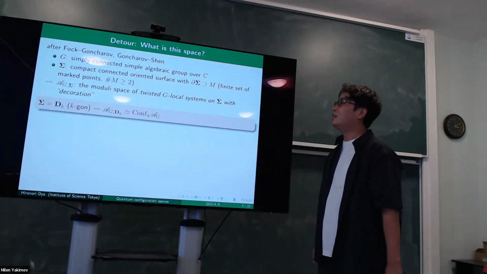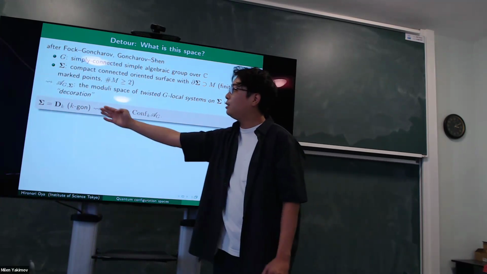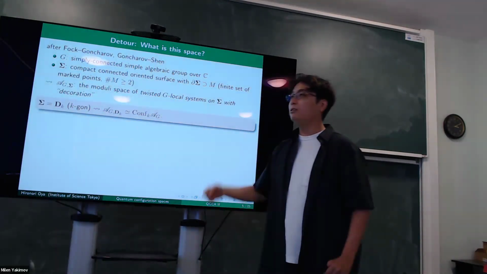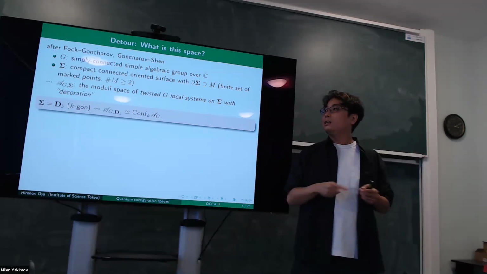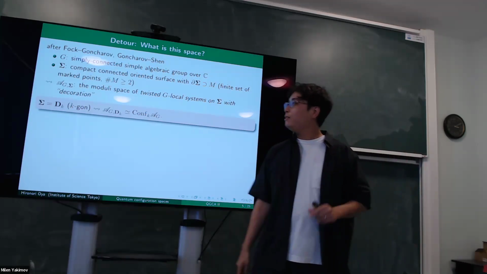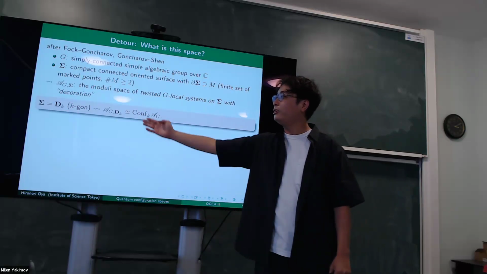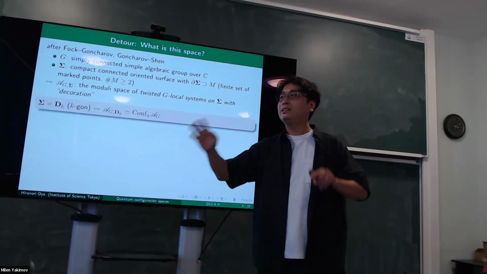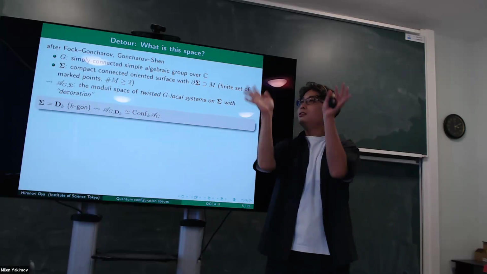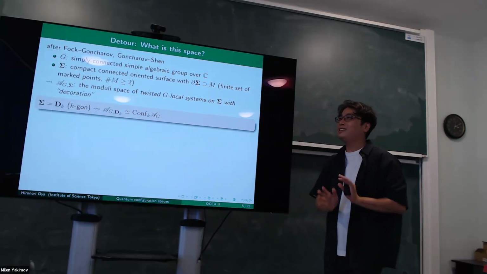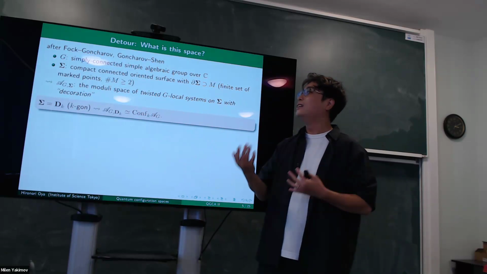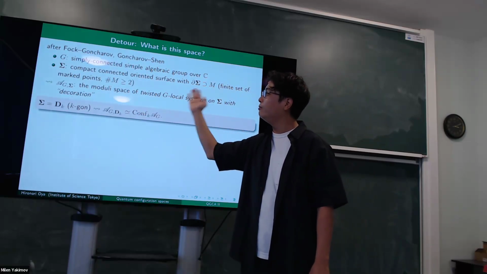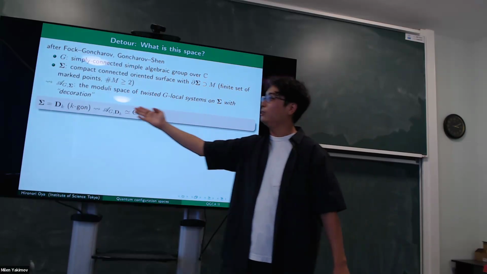So this is some complicated thing, but if we take our marked surface as a K-gon, where K-gon means a closed disk with K marked points on the boundary, then this moduli space is actually isomorphic to Conf_K A_G. Because in this case, the disk is topologically trivial, so we don't have any non-trivial twisted local system. We only have the trivial local system on the disk.